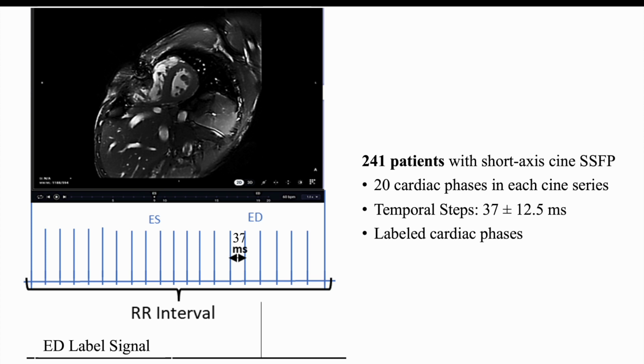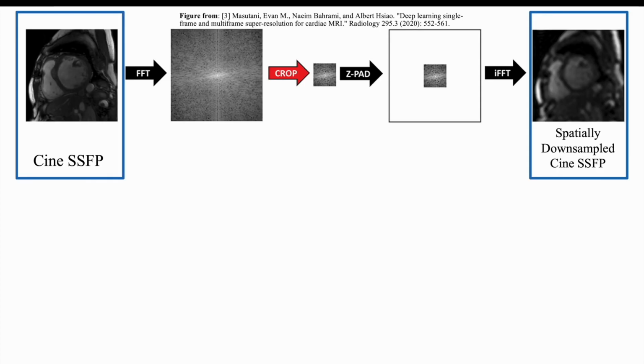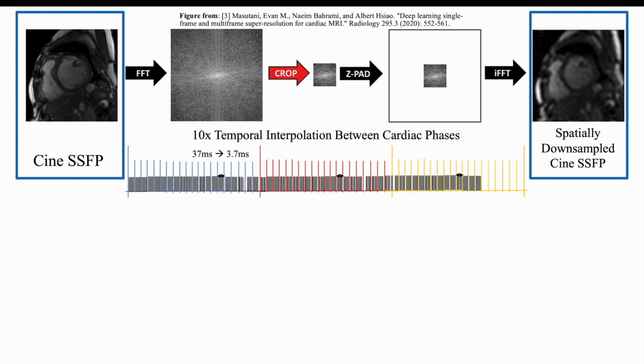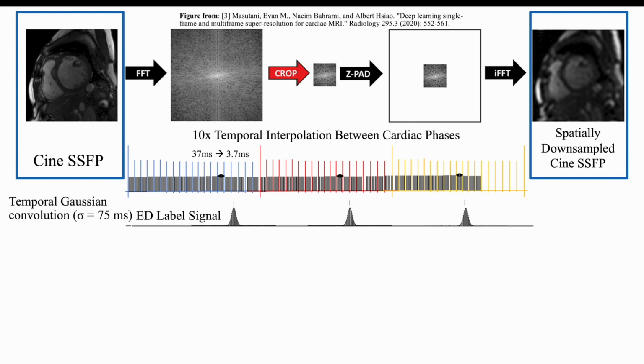Here, the end diastole label signal is shown. To simulate real-time data, we downsampled spatially and temporally using Fourier space and zero padding across it, as well as interpolating 10 times across the time axis. This allowed us many frames to choose from, and similarly, to extend the label to those frames, we applied a temporal Gaussian convolution to give a probability estimate of how close to true end diastole these interpolated frames are.